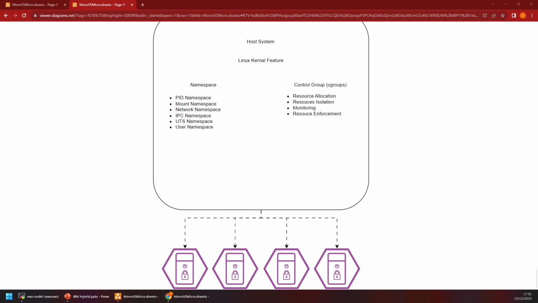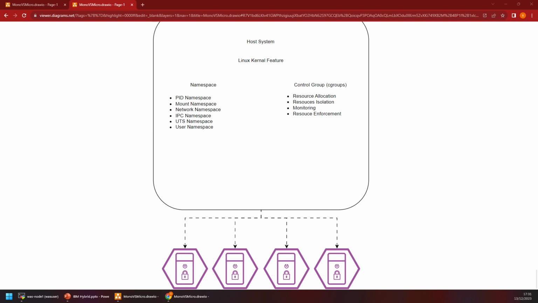Next one we are going to talk about is mount namespace. Provides an isolated file system view for each container. Containers have their own root file system separated from the host and other containers. Network namespace: isolated network interface, routing tables, and firewall rules. Each container has its own network namespace, allowing containers to have their own IP address and network configurations.